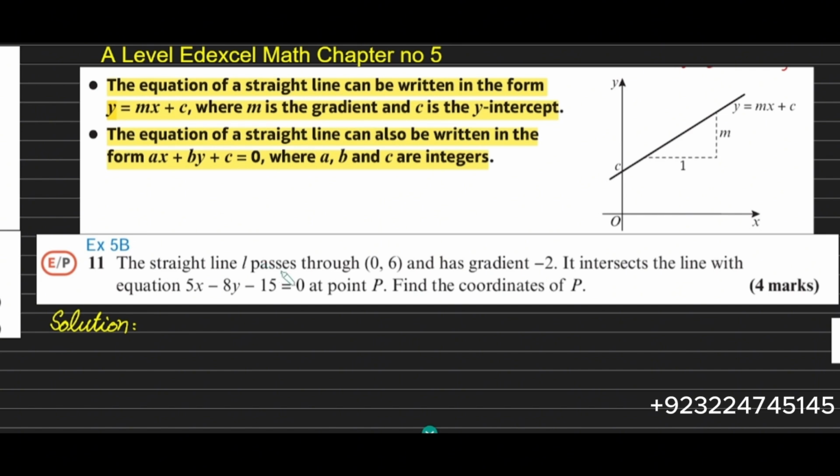The straight line L passes through the point (0, 6) and has gradient minus 2. Suppose y equals mx plus c is the equation of the line.